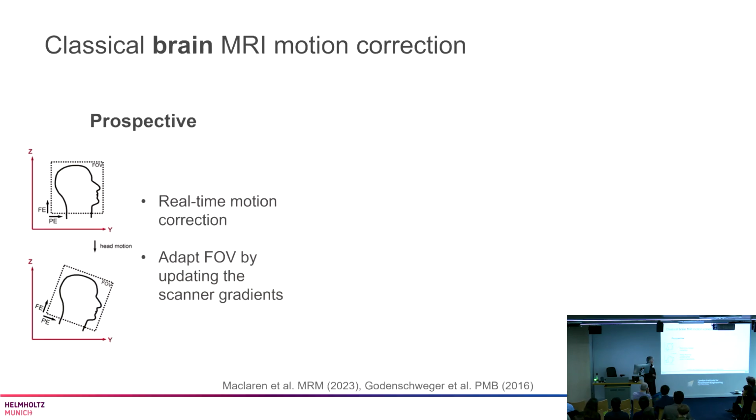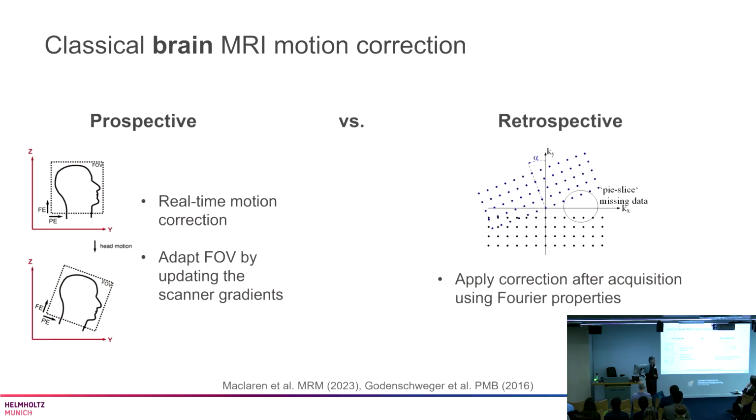right? So prospectively, you can do real-time motion correction. You can adapt the field of view by trying to update the scanner gradients very quickly. Head motion, fortunately, is just rotational and translational. There is pulsatile brain motion. There's very little we can do about that. And then, or we can do it retrospectively by applying some correction after the acquisition.